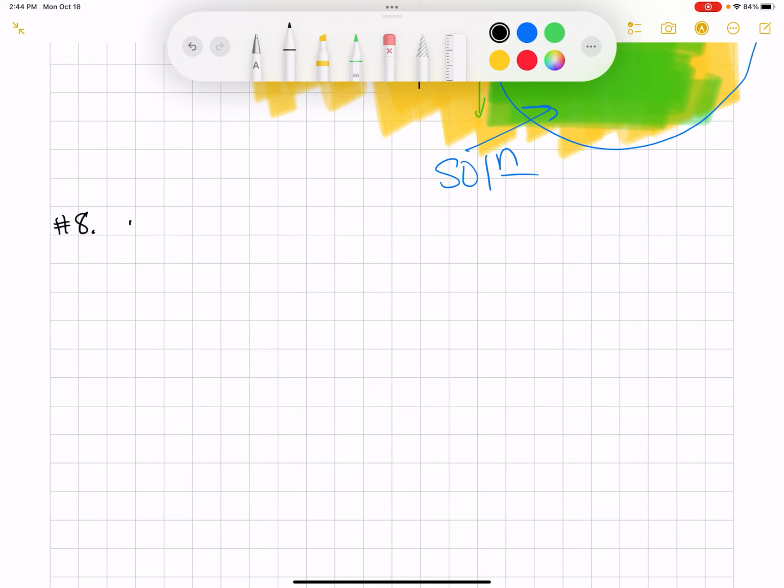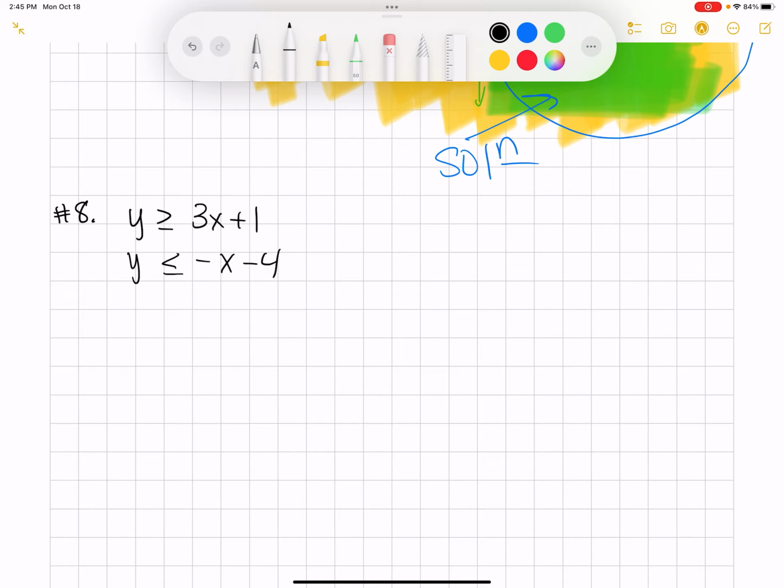All right, number 8. Y is greater than or equal to 3x plus 1. Y is less than or equal to negative x minus 4. Okay, these are already set up in y equals mx plus b, yes? Yes, other than being inequalities. These are both or equal to, so are they solid or dotted? Solid. And then one is shaded up and the other one's down. The top one is shaded up. This one is shaded down.